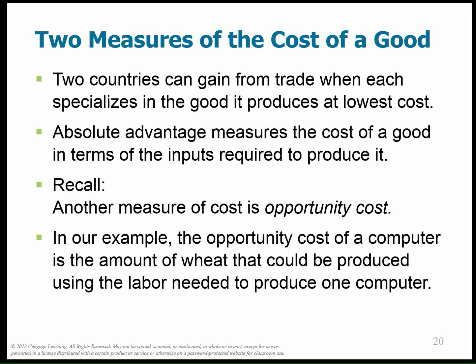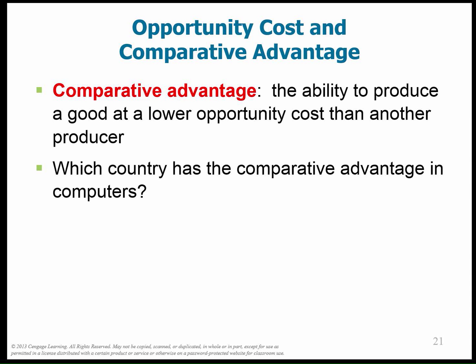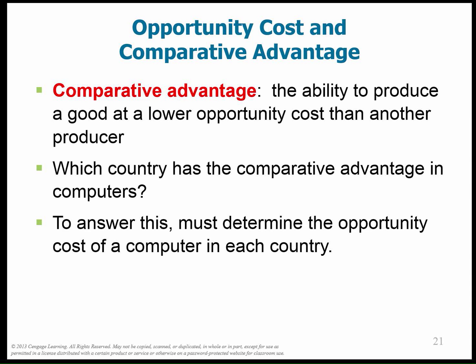So I want to look at the cost of a computer in terms of wheat. If you can make a computer for less wheat, you can think of that as it's cheaper to make a computer in that place, and it's called a comparative advantage because I have a lower opportunity cost. So now let's ask this question, not which country has the absolute advantage, but which country has the comparative advantage in computers. So we know how to do that. Let's determine the opportunity cost by drawing the PPFs.